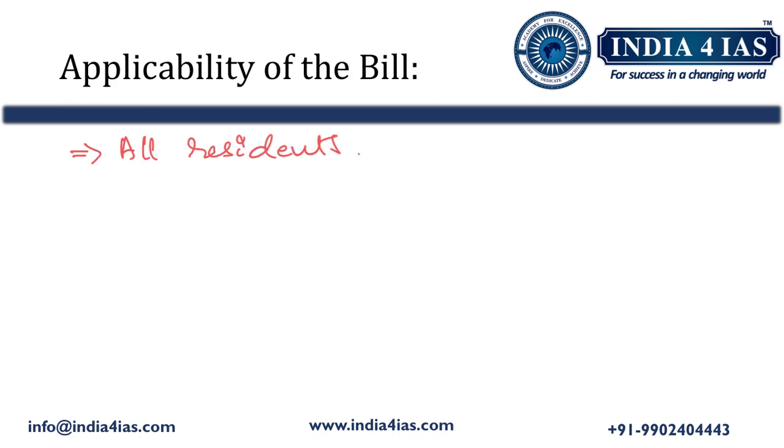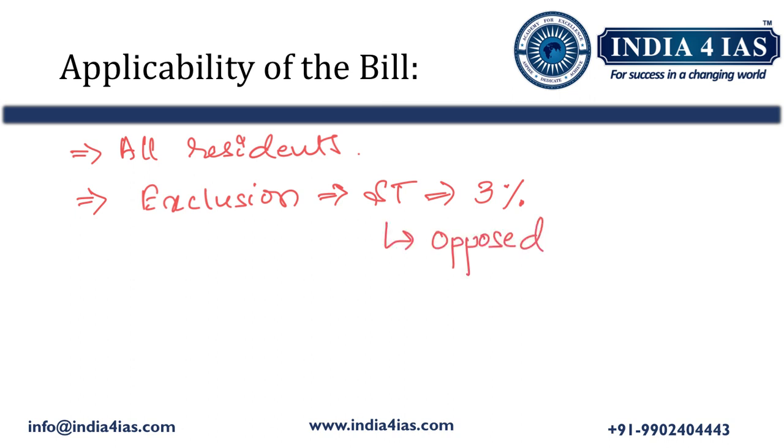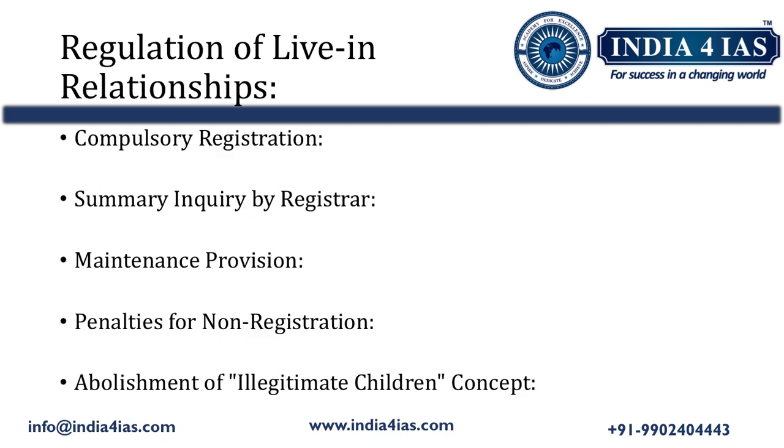Coming to the applicability of the Uniform Civil Code in Uttarakhand, it applies to all residents of Uttarakhand with an exception. The bill does not apply to the tribal community, which constitutes around 3% of the state population. The tribal community has opposed the Uniform Civil Code since its inception. So, Section 2 of the bill explicitly states that it shall not apply to members of any scheduled tribes who are residing in Uttarakhand.